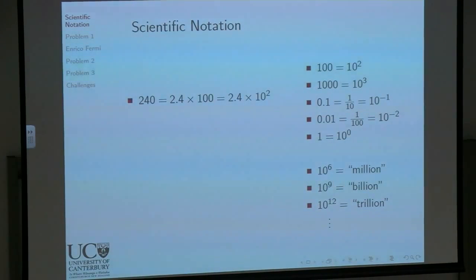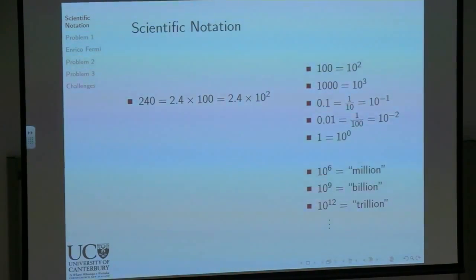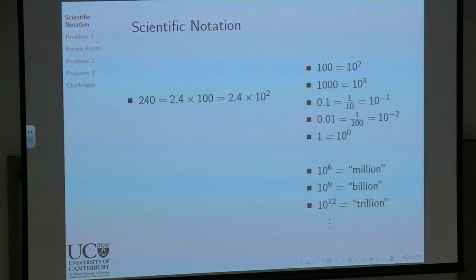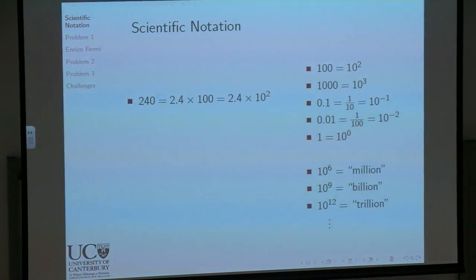So suppose I've got 240. Well, I can rewrite this as 2.4 times 100, which is 2.4 times 10 to the 2. This is an example of scientific notation. And what that means is that for any number, you rewrite it as a number between 1 and 10 multiplied by a power of 10.